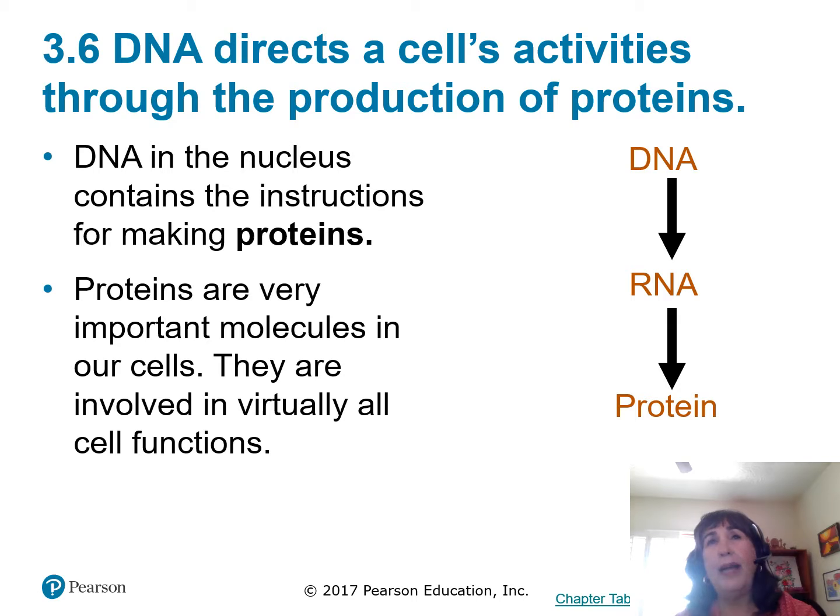The DNA directs a cell's activity through the production of proteins. This is called central dogma. DNA, RNA, protein. I often say that we are our own 3D printer. We start with code. That's the code found on DNA. Then samples of that code are copied. That's RNA. And that RNA is taken out to the cytoplasm, to the ribosomes, where it's converted or translated into a protein.